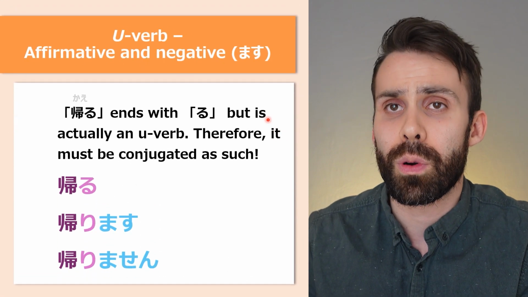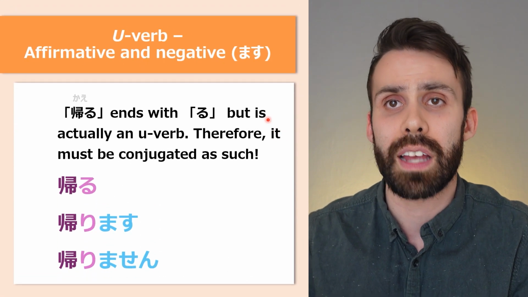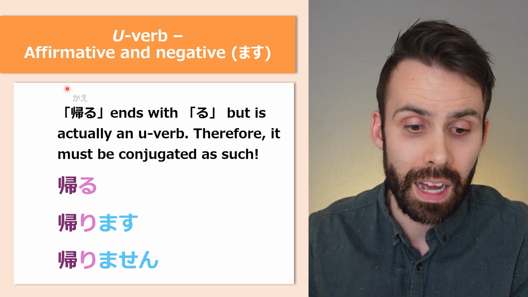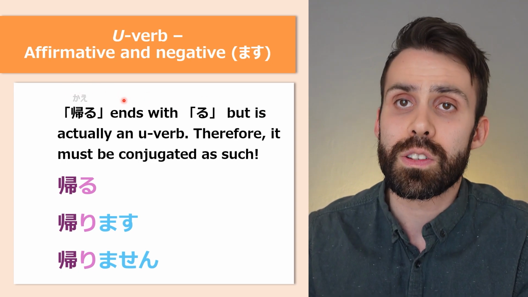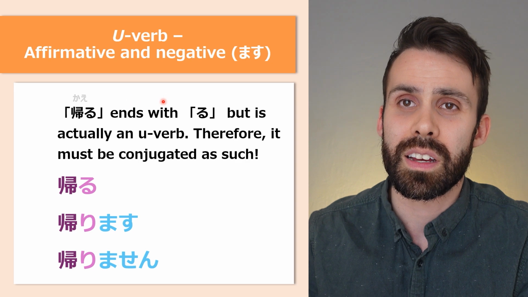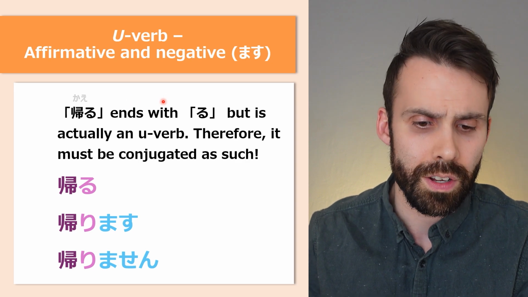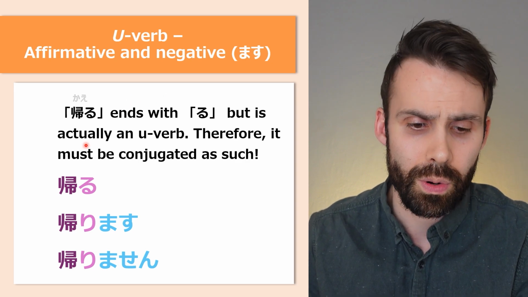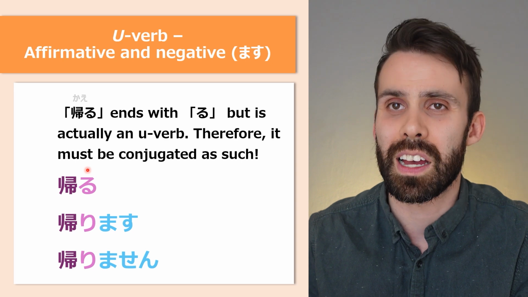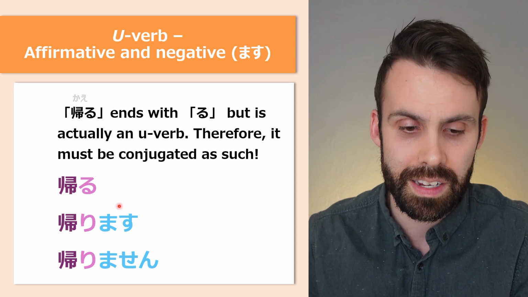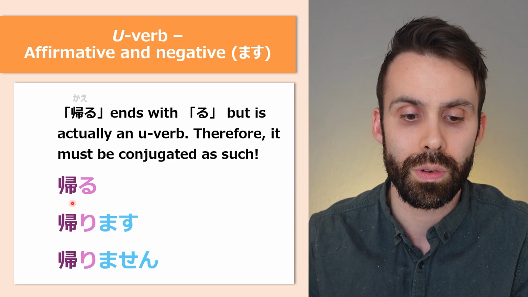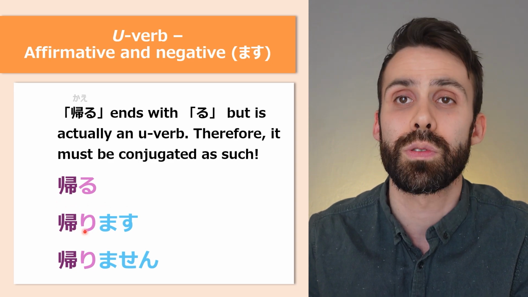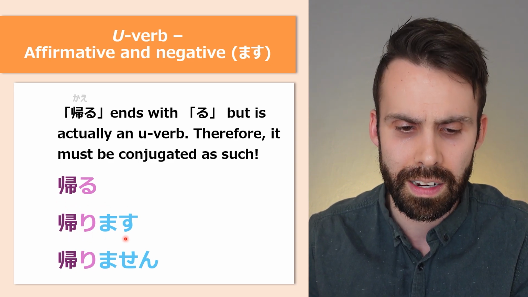And then we of course have verbs that end with ru, like kaeru, to return. Kaeru ends with ru, but since it is a u verb, it must be conjugated as such. So kaeru doesn't become kaemasu, it becomes kaerimasu. So ru becomes ri, kaerimasu, kaerimasen. So to return, kaerimasu, and to not return, kaerimasen.